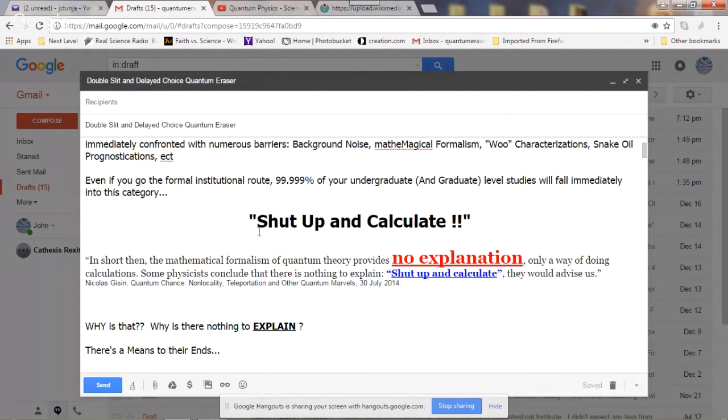Why? Well, we talked about this before. Mathematics can only describe. He goes on to say, only a way of doing calculations. That's all it does. Some physicists conclude that there is nothing to explain. Shut up and calculate, they would advise us. Wait a second. This is physics. We need explanations, not descriptions. Any idiot can describe something. It takes a different category and a little bit more acumen to explain something.